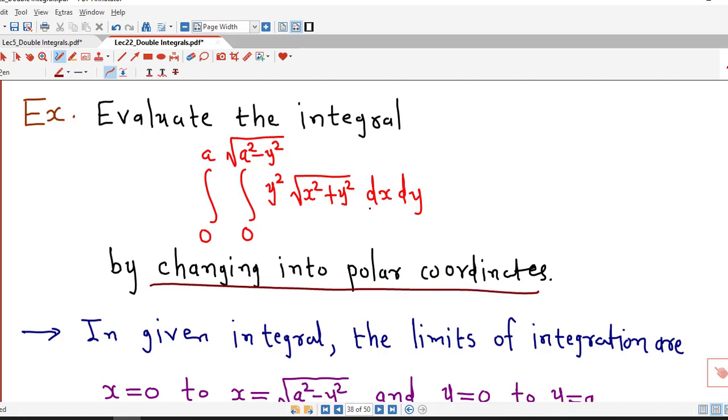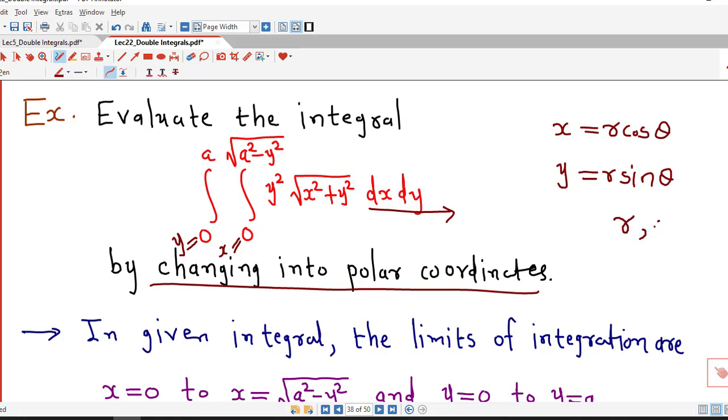So here the order of integration is first with respect to x and then with respect to y. So these are the limits of variable x and these are the limits of variable y. We will convert this integral into a polar integral by the substitution x equal to r cos theta and y equal to r sin theta. So everything will be converted in terms of polar coordinates r and theta.